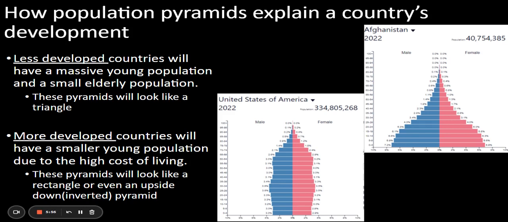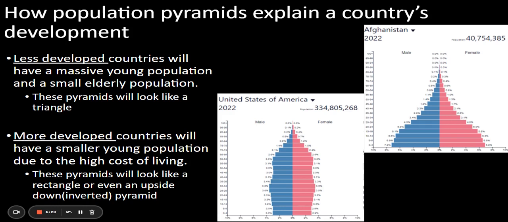Compare that to the more developed countries that will have a smaller young population. I mean smaller, I'm comparing it to Afghanistan. By comparison, the United States has a smaller young population. Now, why is this happening? We talked about this before. As countries get more developed, the cost of living increases, so having multiple kids becomes impossible financially. You just can't handle it. Also, if you live in cities, you don't really have space for the kids.